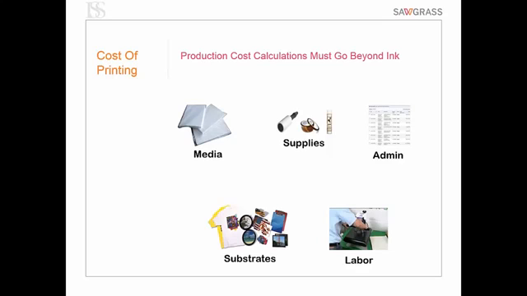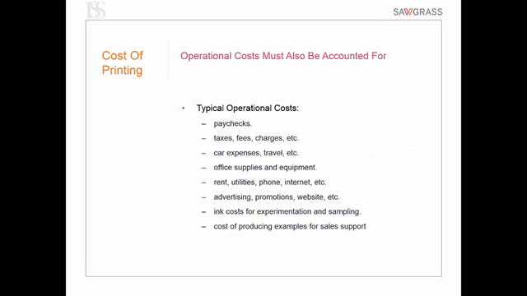All 5 things here, and then there's subcategories of these things, can have an impact on your production cost. But it goes beyond that because you also have to look at your operational cost. All these operational costs associated with your business have to be paid for. Therefore, if you look at it in reverse, all of your operational costs actually contribute to the cost of producing something.